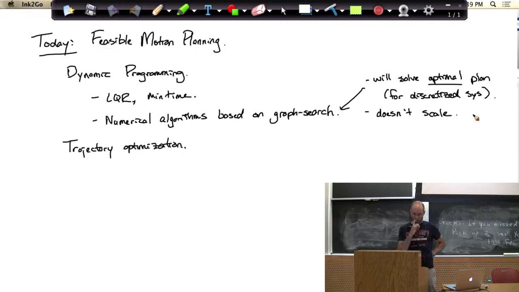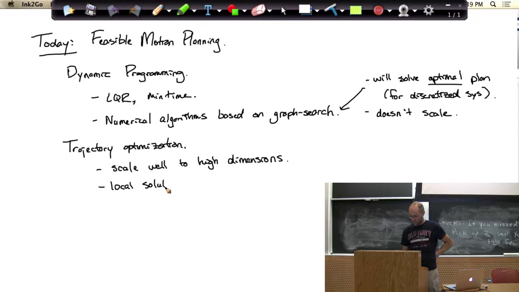These trajectory optimizations do scale well. But they're local solutions. And what that means in the context of today is that they're not guaranteed to give you an answer, right?